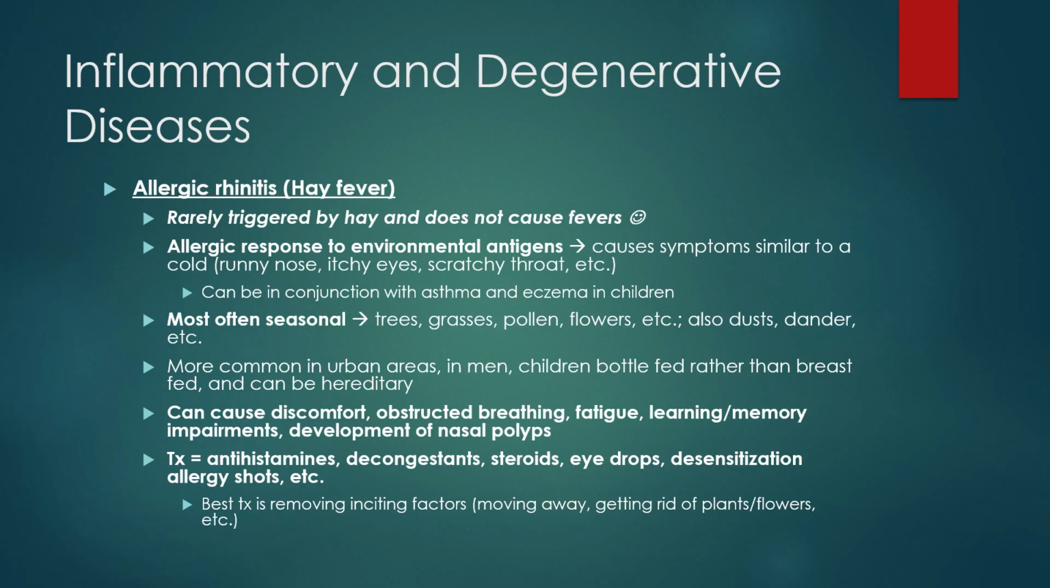This condition is often seasonal because of trees, grasses, pollen, and flowers, or perennial, which is dust mites, animal dander, and molds. It's also frequently associated with asthma and eczema, especially in children. Allergic rhinitis is more common in urban environments, in males, and in children who were bottle fed rather than breastfed. And it can absolutely be hereditary.